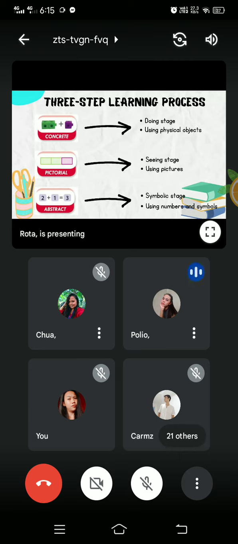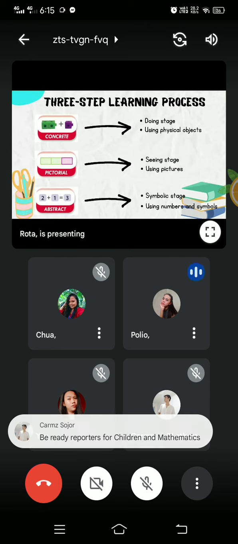And then the second is pictorial. Pictorial is the seeing stage. Here, visual representations of concrete objects are used to model problems.